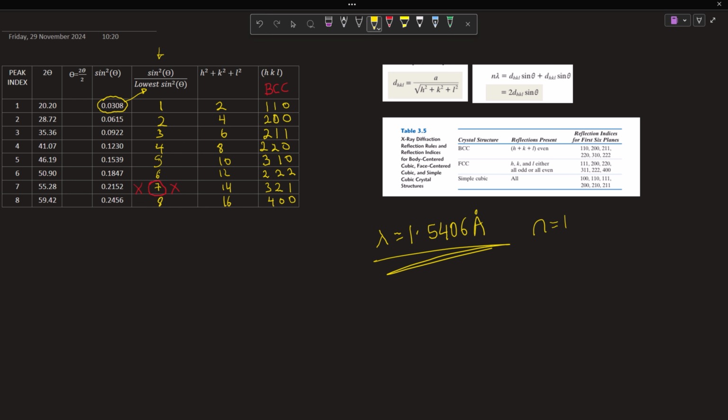So for our n being equal to 1, we apply it into this formula, n lambda is equal to this. So 1 times lambda remains, so we just apply our lambda, which is in Armstrong. Also guys, take note that this is also 0.15406 nanometer, whichever one. It's best you always solve in nanometer.